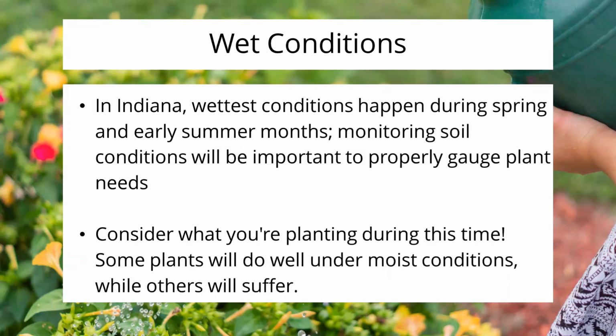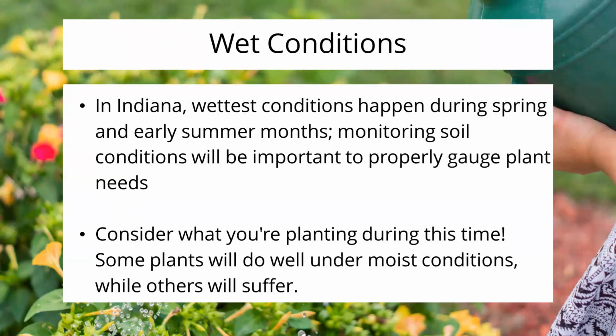Now, there are a few things that you're going to want to keep in mind during different conditions as you begin to water. And this is going to affect your watering technique. So here in Indiana, the wettest conditions that we have usually happen during spring and the early summer months. Obviously, this year we've seen plenty of variation in that. We've seen storms at some unusual times, so you're going to have to use a little bit of your best judgment with this. But the reason I bring this up is because you need to be monitoring your soil conditions to properly gauge the needs of your plants.